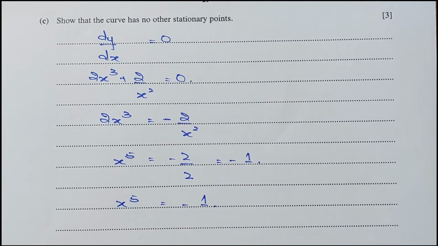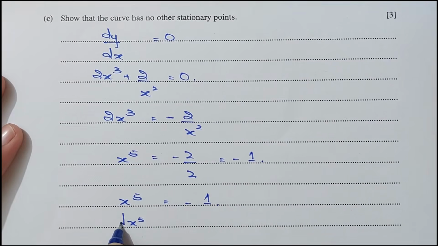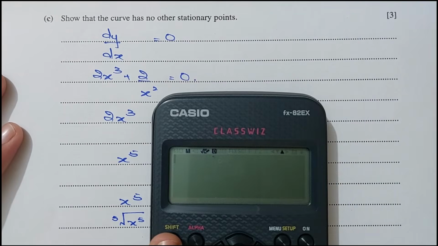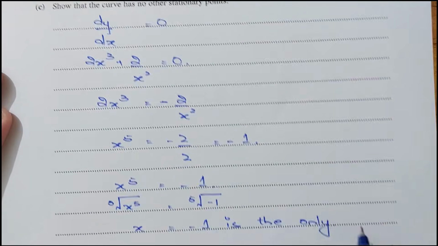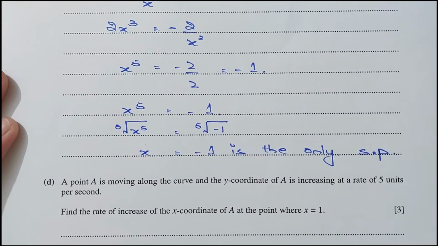So x power 5 equals minus 1, and to solve for the value of x, taking the power 1 by 5, the fifth root, on both sides. The fifth root of minus 1 is minus 1. So x equals minus 1 is the only stationary point.